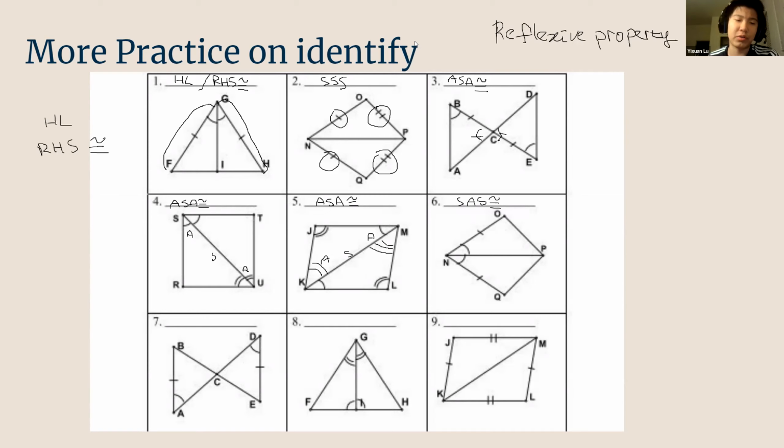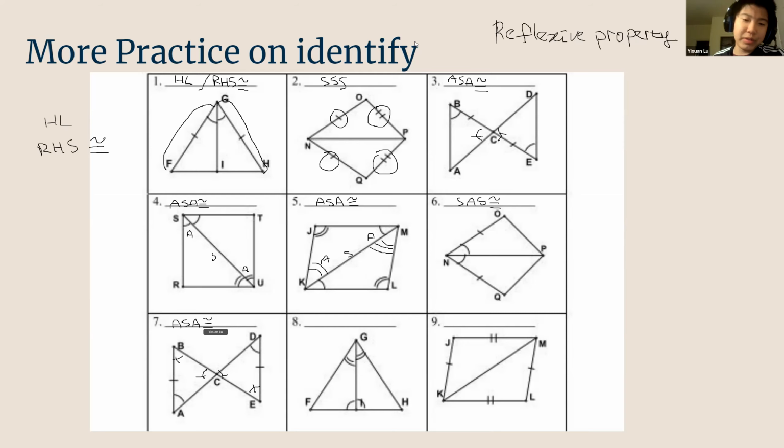Now in question number 7, we see the same idea as in question number 3, where BCA and ECD are vertical angles, and these two triangles are related to each other by angle side angle. This is because since we know 2 of the angles in the triangle are congruent, we know that the third angles, which are ABC and CED, are congruent because all the angles in a triangle add up to 180. So we know that this is also congruent by ASA congruency.